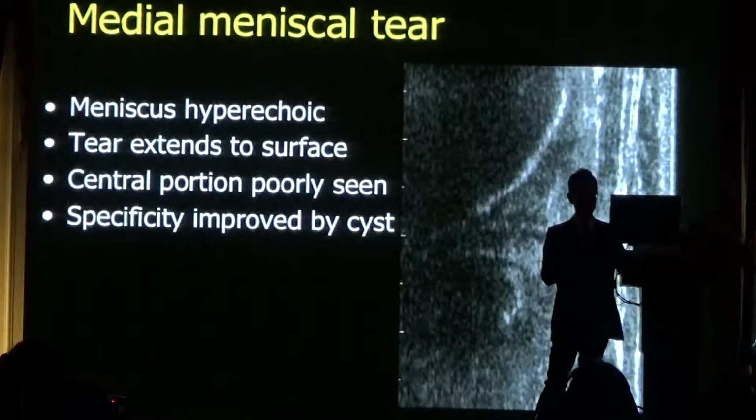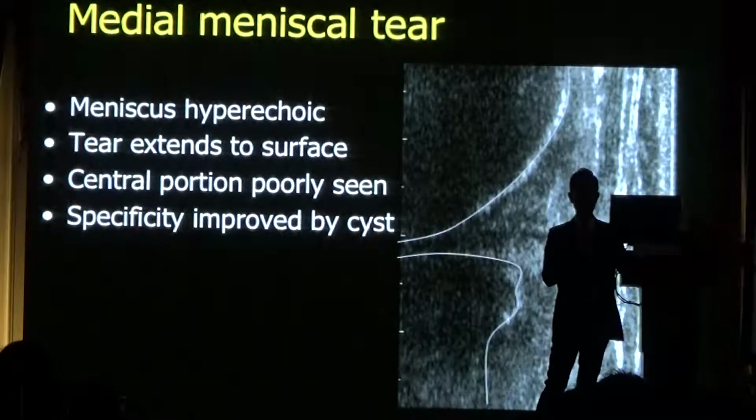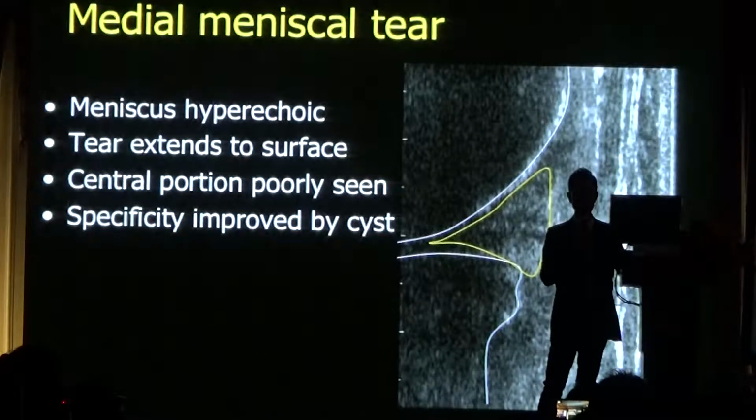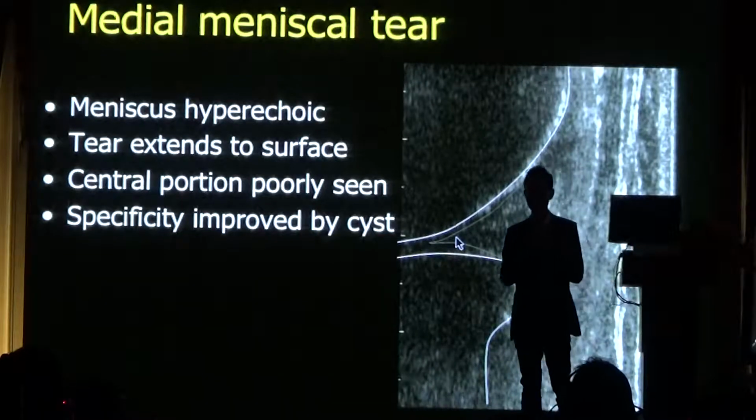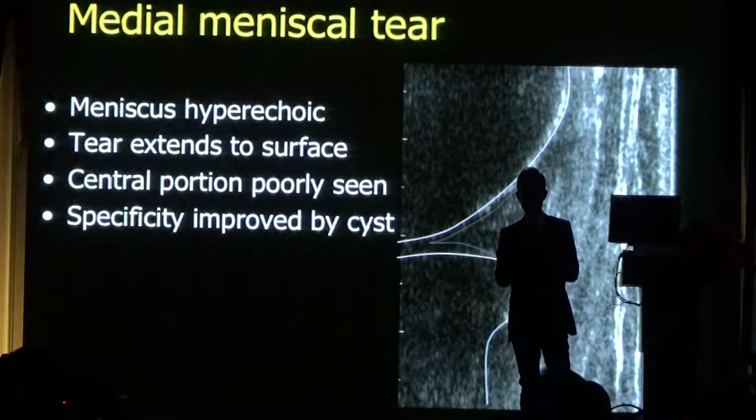So let's see what a meniscal tear looks like. Well, often the meniscus is a hyperechoic structure. You can see here, there's the distal femur and tibia. And what we'll see is a tear extending to the surface, such as that. The trouble is, the central portion of the meniscus is usually poorly evaluated on ultrasound, and a lot of tears may occur in that region.